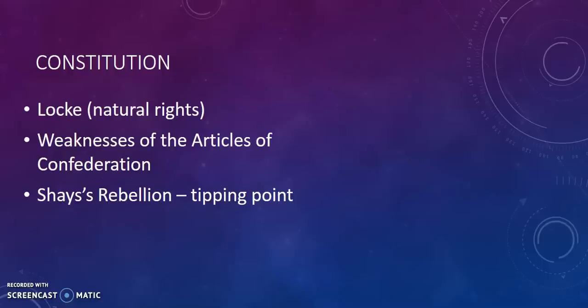Now, some of the foundational aspects of our Constitution, when you look back to the Enlightenment, you have Locke, right? Natural rights: life, liberty, property. That's going to be very influential, especially when you look at the Declaration of Independence. It's almost like it's taken verbatim from Locke.